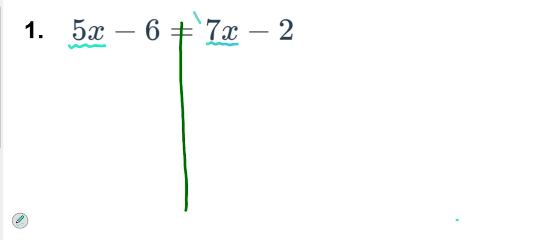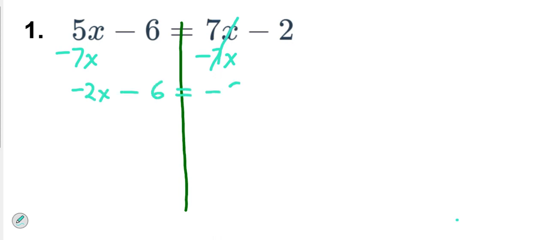So anyways, let's go ahead and move my 7x over by subtracting it. So we're going to subtract the 7x. That gets rid of it on this side, right? But to keep things balanced, we've got to do the same thing to the left side. 5x minus 7x is negative 2x. I bring everything else down, and I didn't do anything to. And now, guess what? Two-step equation, and we're really good at that, right?